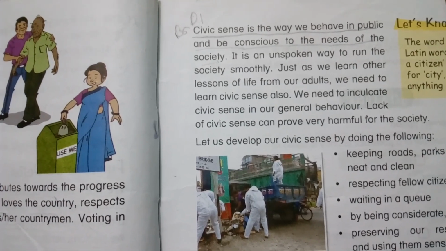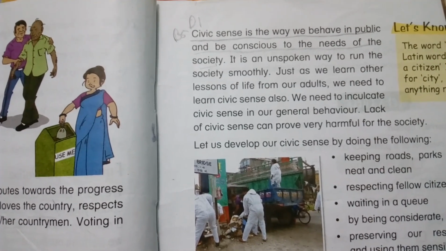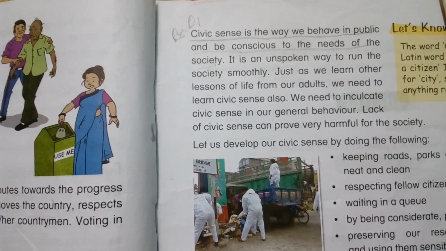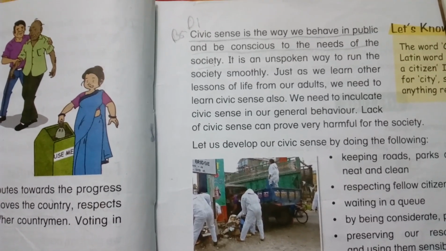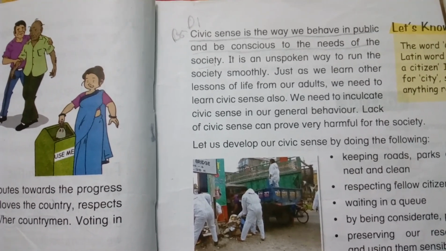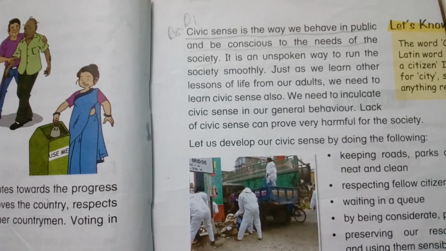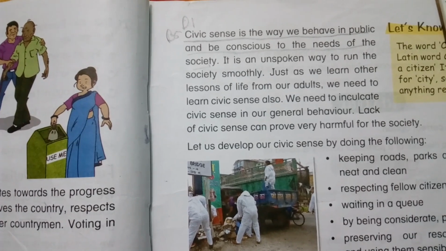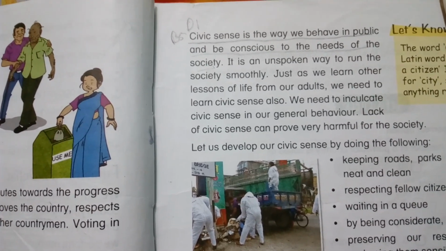Obviously, it is an unspoken way, so if anyone behaves in a bad way, then we cannot run in the society. If so many things do not run in a good way, then the society will not run smoothly.